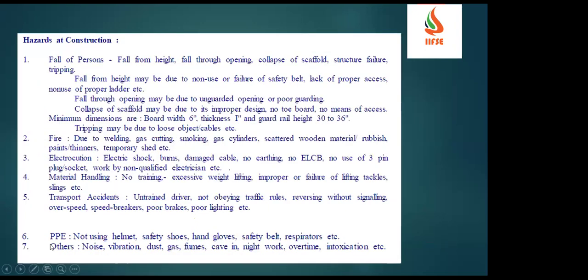Okay. Now we'll see what type of hazards will be present, or the potential of hazards in the construction industry. One is fall of persons: a fall from height, fall through the opening, collapse of scaffolds, structural failure, and also tripping. Fall from height may be due to the non-use or failure of the safety belts, lack of proper access, or non-use of proper ladders. And fall through the opening may be due to unguarded openings or poor guarding.